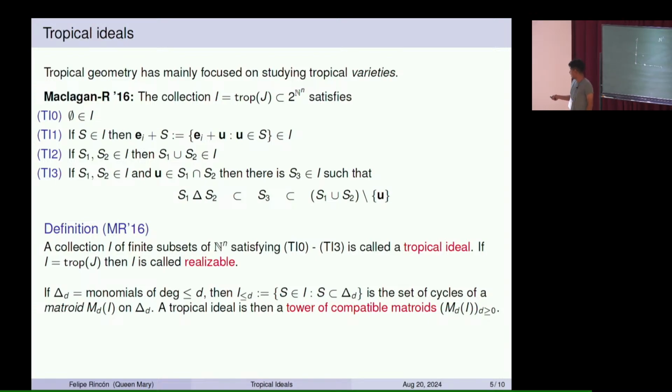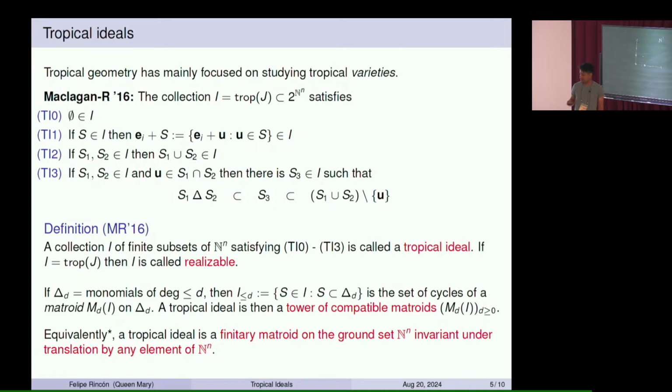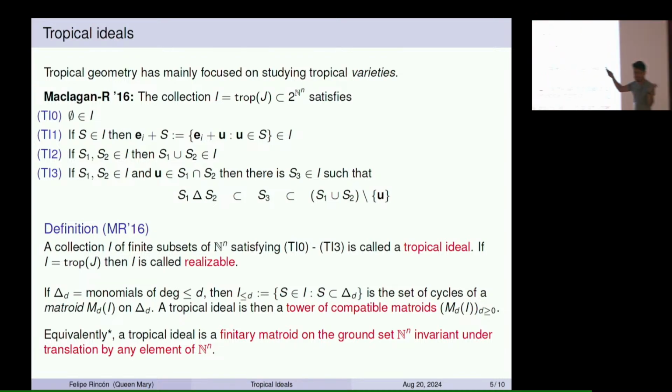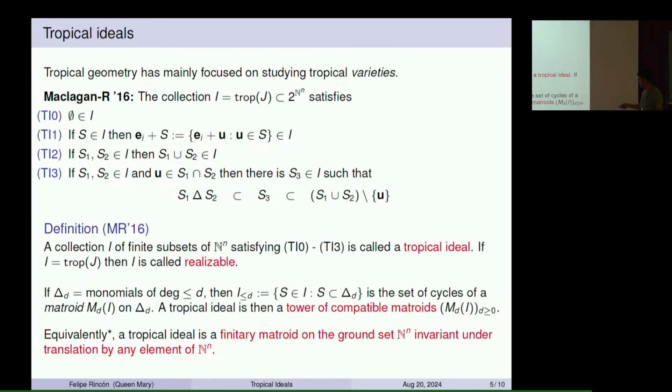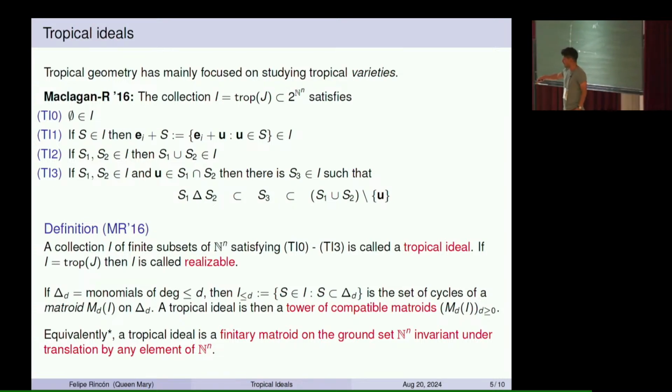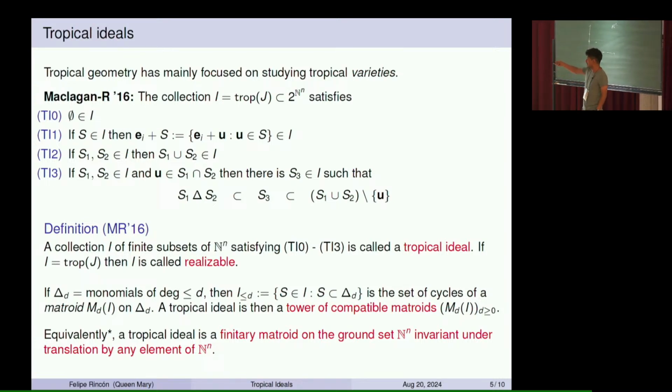Given that we've been talking about infinite matrices, another way, modulo, if you assume that the original thing was saturated, if you know what that means, another way of saying this is that a tropical ideal is just a finitary matroid on the infinite lattice on N^n. So finitary means that the circuits are finite because all these sets are finite. And then you just require that it's invariant by translation by N^n.